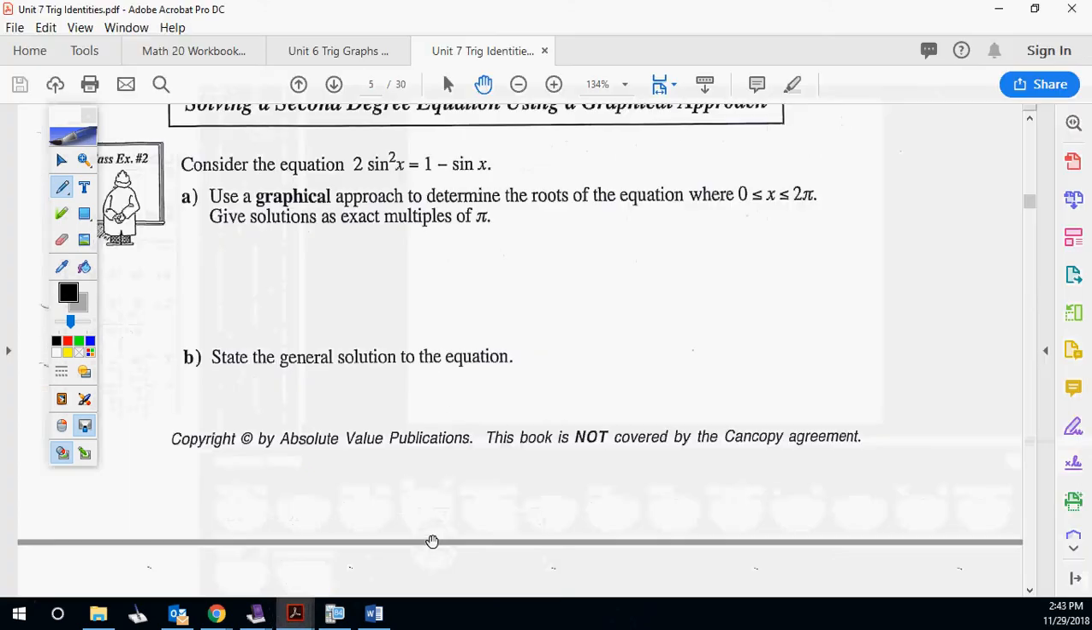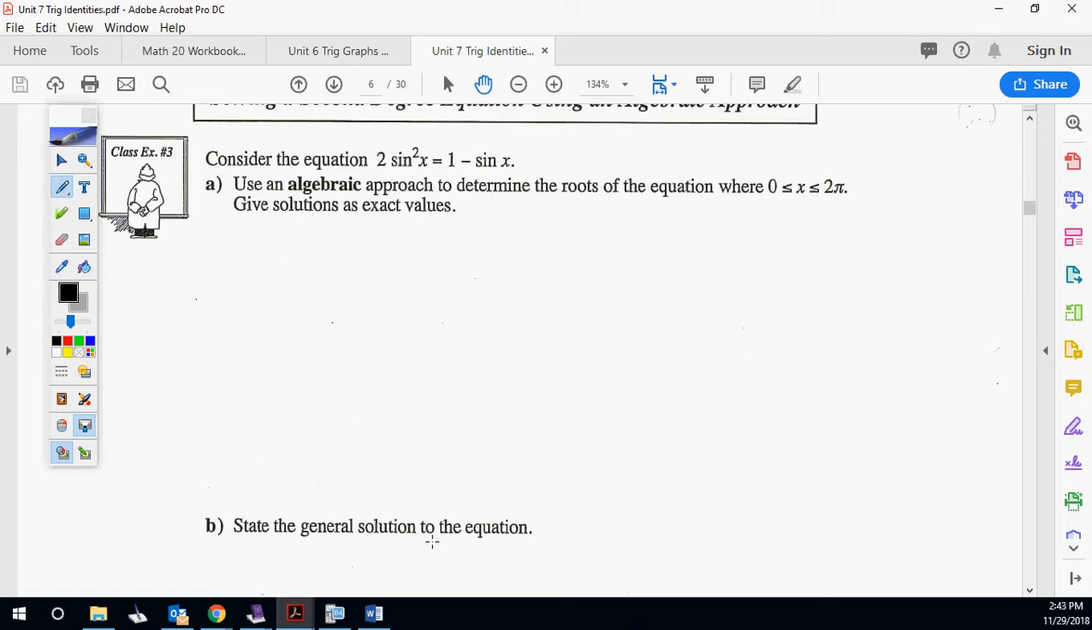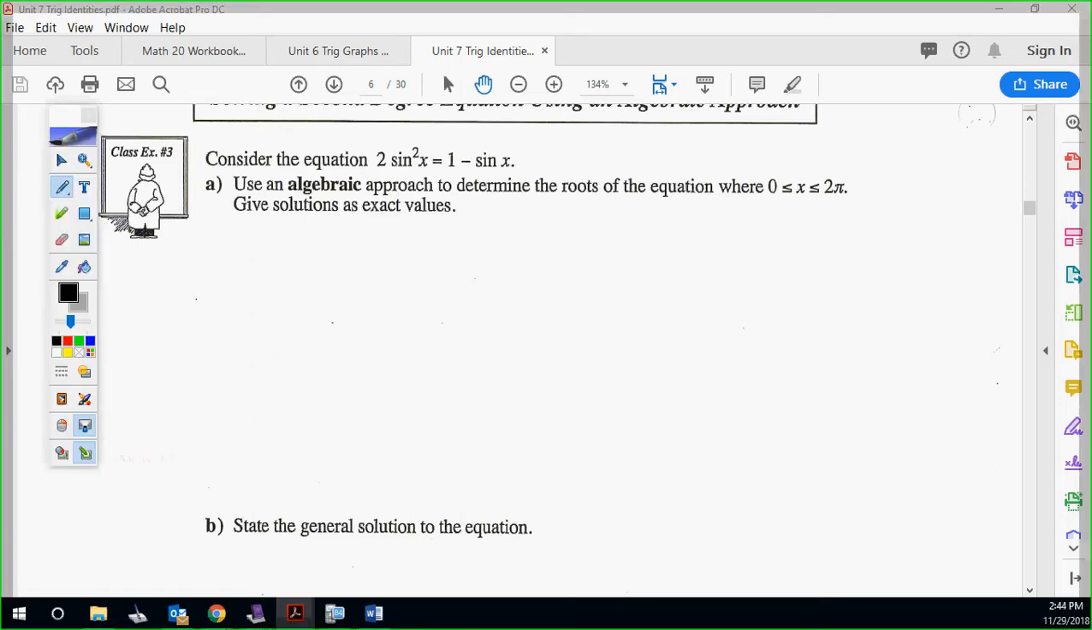So now we're doing the algebraic approach. So using the algebraic approach to determine the roots of this equation. So how would you guys do this algebraically? What's that? Factor it. Yeah, well, what do we do before we factor, though? Move it all to one side. Right, so you're going to take the same principles you've been using for a lot of years, I could say. Okay, we're going to get 0 on one side. So we're going to have 2 sine squared x plus sine x, write it in the correct order, minus 1.